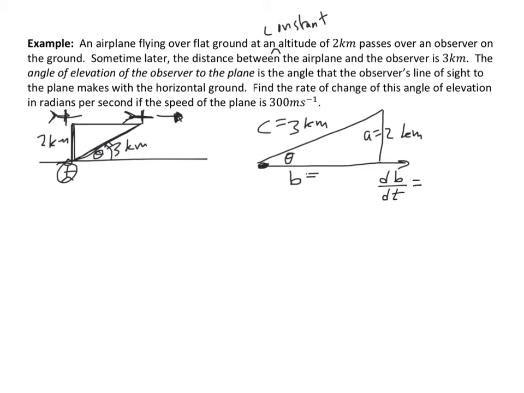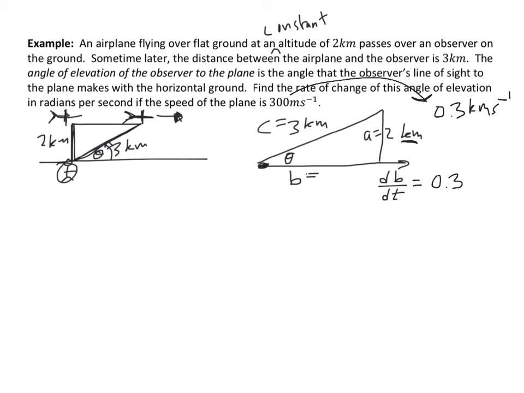We don't want to say that dB dt is 300 because the units right now are kilometers. So if I write 300 here, it means it's moving 300 kilometers per second, which turns out to be pretty fast. So this dB dt should be 300 meters, which means it's 0.3 kilometers per second. So this dB dt is going to be 0.3.